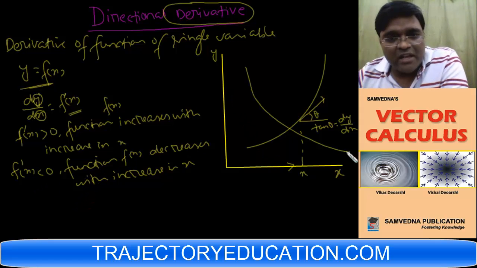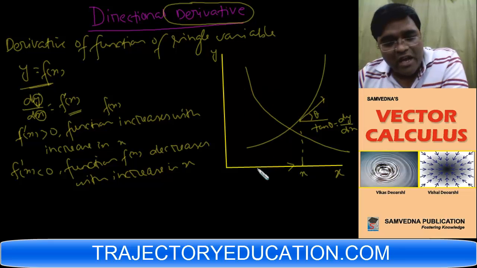The graph will be something like this. As you go towards increasing x, the value of y decreases. The value of y is falling over here. So that means the function is decreasing. f dash x is negative. You can see over here.